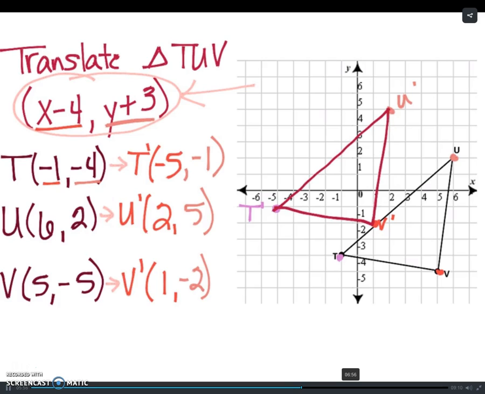Okay, and again, we're looking for our pre-image and our image to look like they are the same figure. Okay, just one's in a different location. If not, you need to go back and check your work.